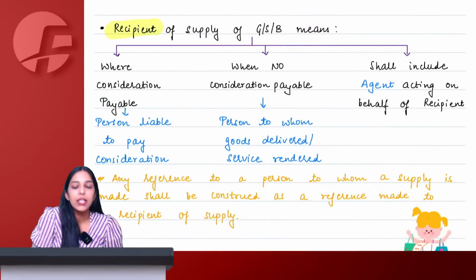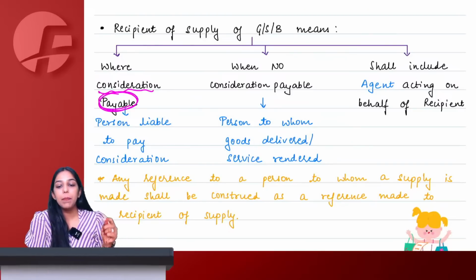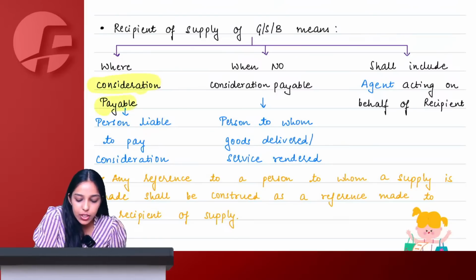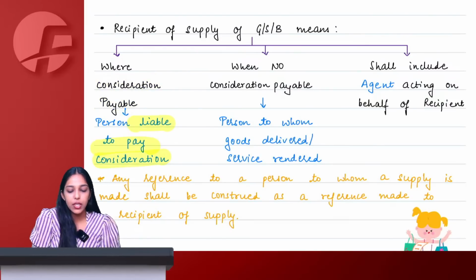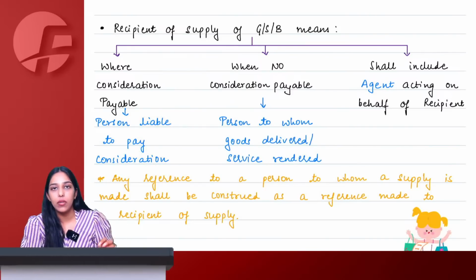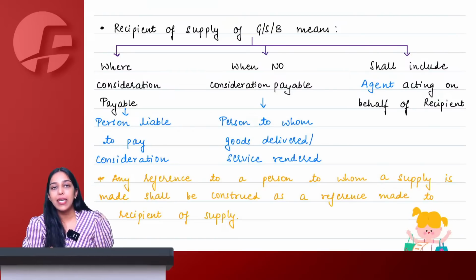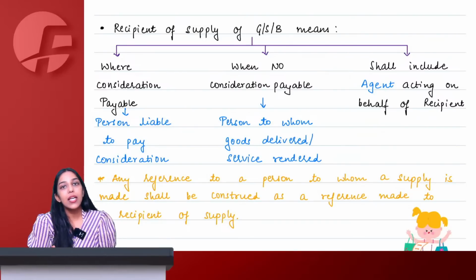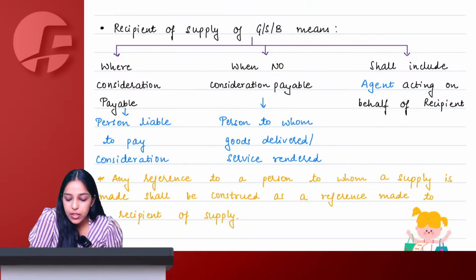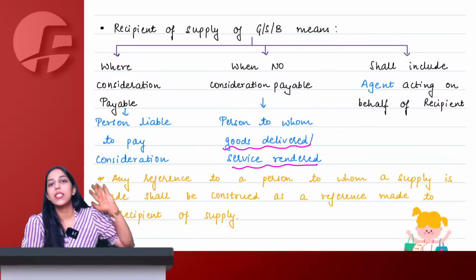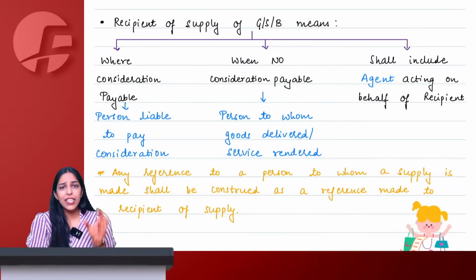Got it, ma'am? Then who is the recipient, ma'am? See, if for a particular transaction consideration is payable, then the person liable to pay the consideration becomes the recipient. If consideration is not payable, let us say I gave free samples of whatever goods I am dealing in to my customers, that person is not required to pay me any consideration. Then whoever is enjoying these goods or services, the person to whom the goods are delivered or the services are rendered, becomes the recipient of such supply. And just like the definition of supplier includes the agent of supplier, the definition of recipient also includes the agent of recipient.